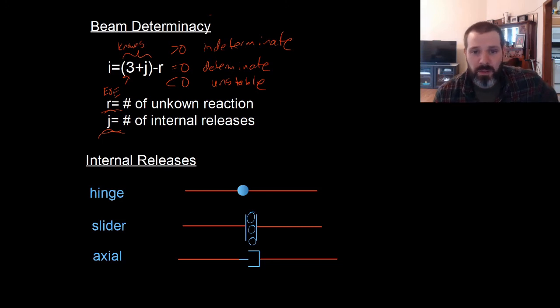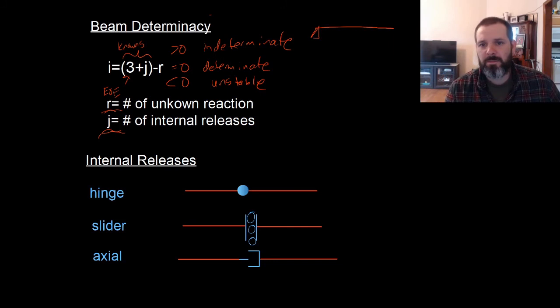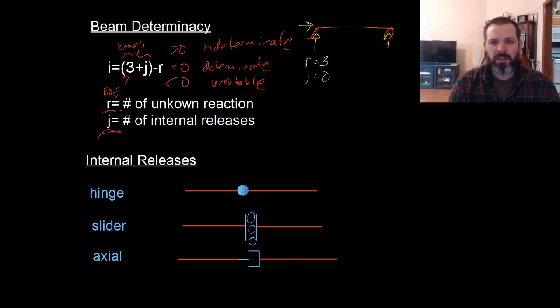Now, we take just a simply supported beam. We have 2 reactions from the pin, 1 reaction from the roller. So R equals 3. We have no internal releases, so J equals 0. And we have our 3 equations of equilibrium. We have I equals 3 minus 3. That equals 0, so it's determinate and everything is okay.